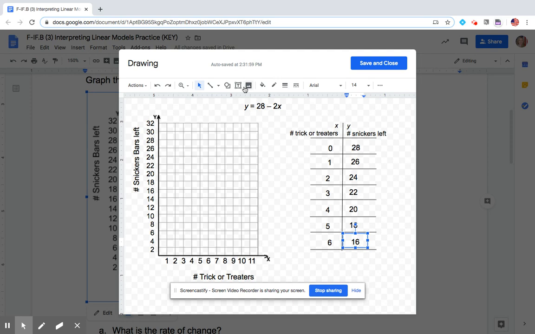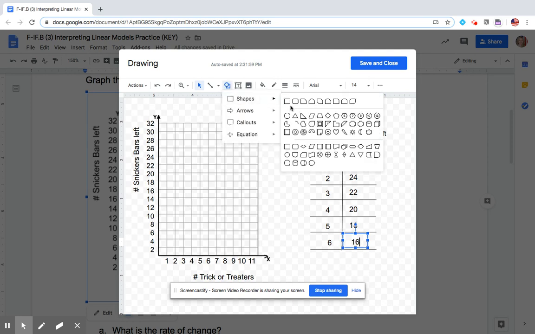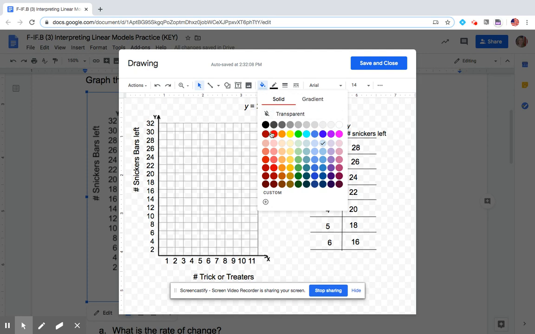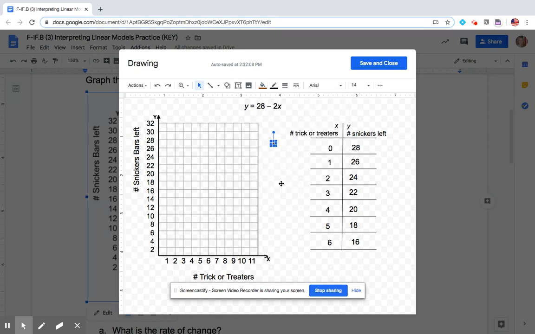And then what I can do is I can add a shape here. And it's going to be a circle, a little circle. I like to change the color. They automatically give you this light blue, but I'll make it kind of more of a chocolate color here. And this particular dot is going to represent if 0 trick-or-treaters come to her house, then she has 28 Snickers bars left.